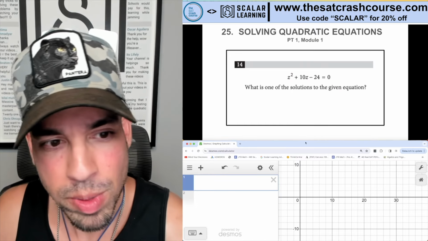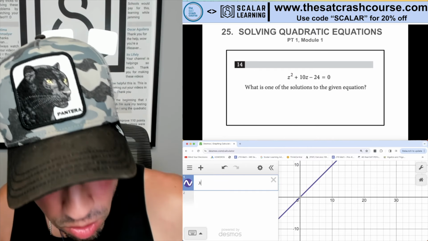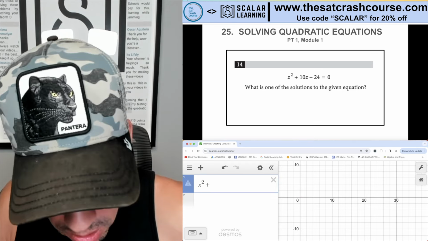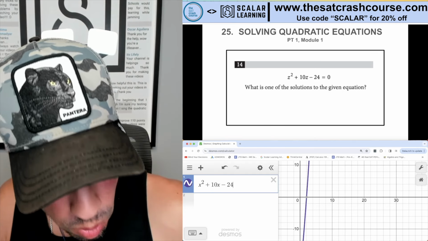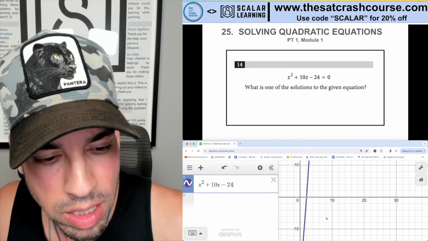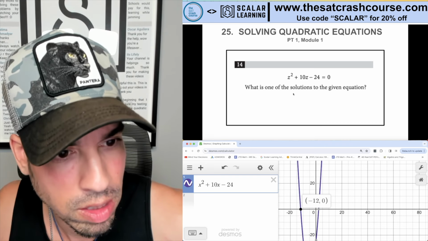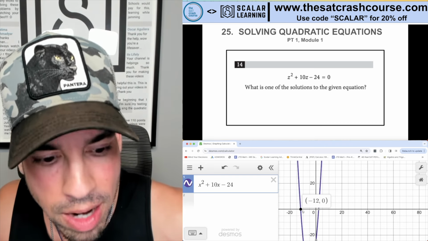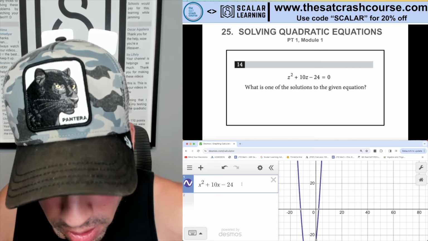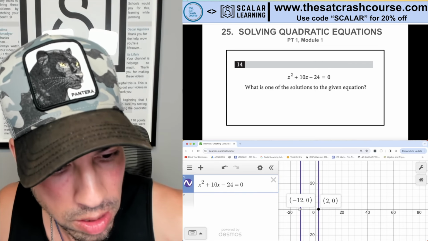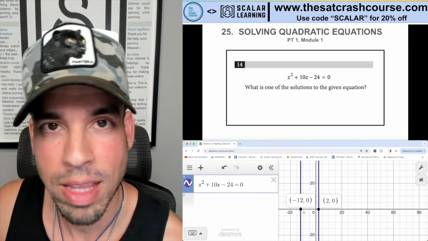Done. Now for this one, we got this nice quadratic. Again, I'm going to use x instead of z, so it actually shows up like this: x squared plus 10x minus 24. Now, when we're saying when does it equal 0, I can just look at these intercepts. I got 2 and -12, and it says one of the solutions. It can be either 2 or -12. Or, again, we can set it equal to 0, and we get those values as well, 2 and -12. Either works. That's how you do it.